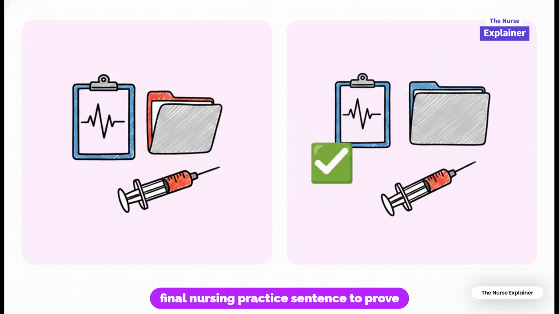Let's look at one final nursing practice sentence to prove how much this improves the professionalism of medical charts. Incorrect. The nurse's duties include checking vital signs, recording history, and to administer injections. Oof, that last item really jars the reader. Correct. Checking vital signs, recording history, and administering injections. In academic and professional writing, this level of polish proves you have a really strong command over your language.